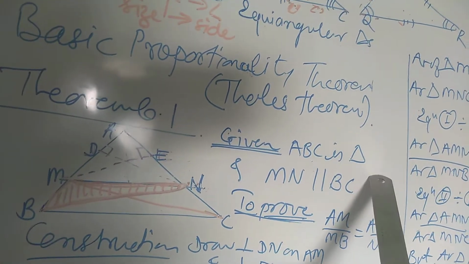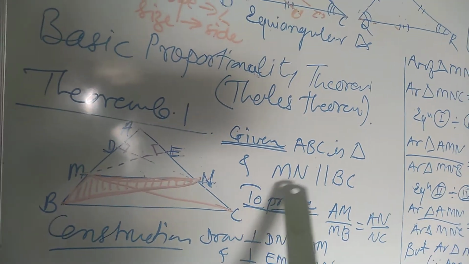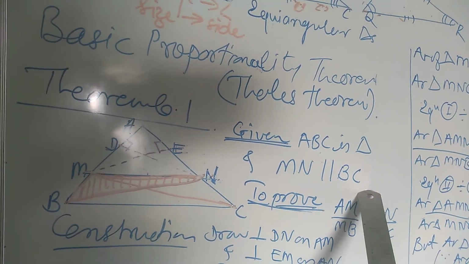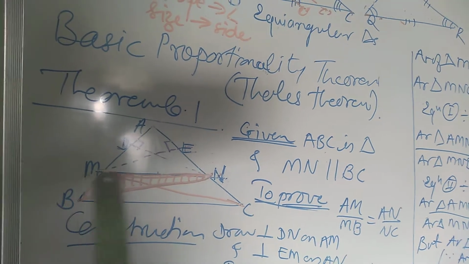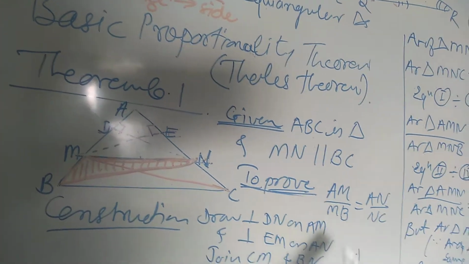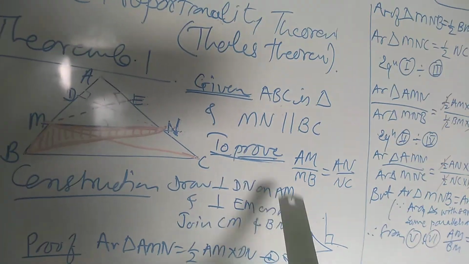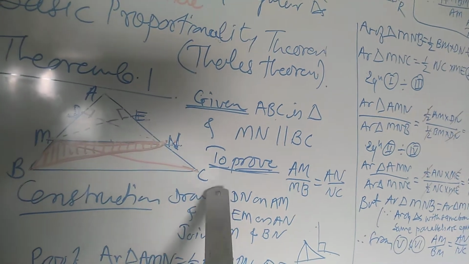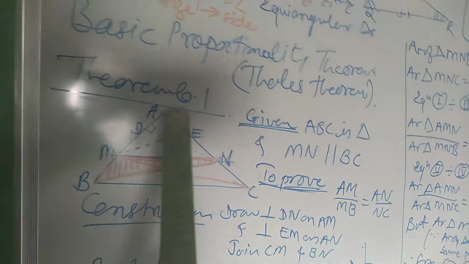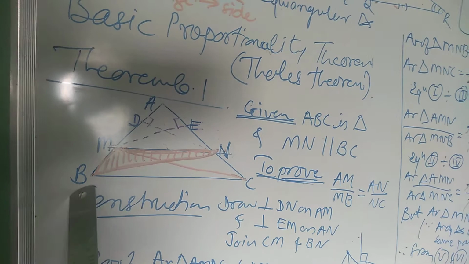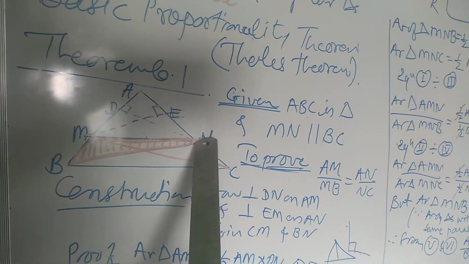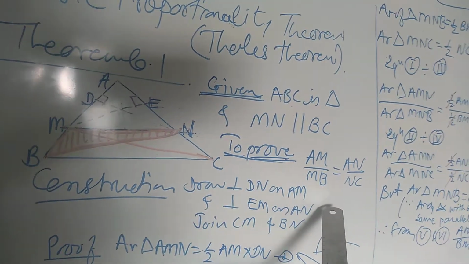It means that it is given to us ABC is a triangle and BC is parallel to MN. Line MN is parallel to BC, that is given to us. We have to prove the other two sides get divided into the same ratio. It means AM to MB is equal to AN to NC. This we have to show.